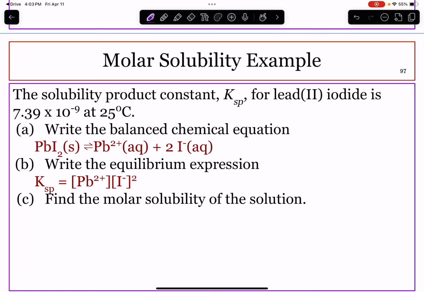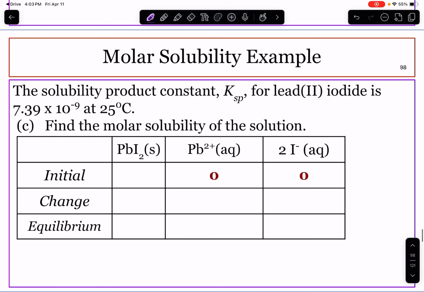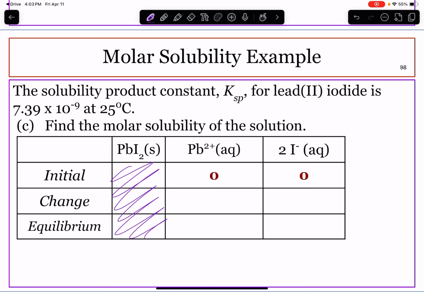Now we need to find the molar solubility of the solution. Just like last problem, this is X from a RICE table. This just gets slightly more complicated because there is a 2 coefficient on iodine. So let's write out a RICE table. We don't care about the lead iodide because it is a solid and it is not plugged into the Ksp expression. Initially, we have our lead iodide separate and away from the water. It hasn't been poured in yet, so we have 0 lead ions and 0 iodide ions.